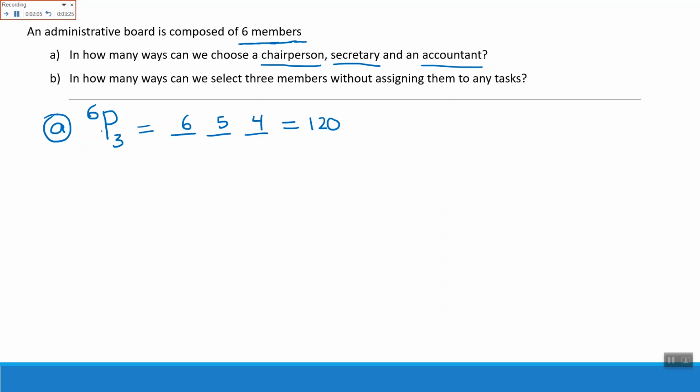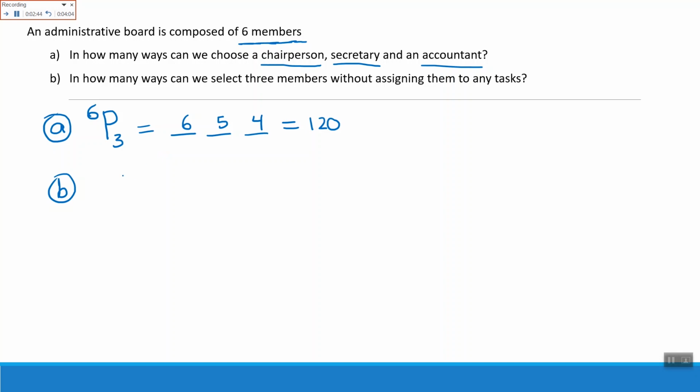So you can have this answer in the multiple choices or that answer. They're both good. So this question was a permutation question because arrangement was important. Now let's look at the second part. In part B, it says in how many ways can we select 3 members without assigning them to any tasks. So we're going to select 3 members, but we're not going to give them any tasks. So these members are going to be equal in responsibility. They don't have anything to do.